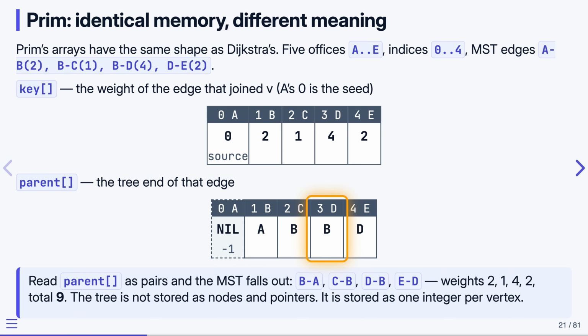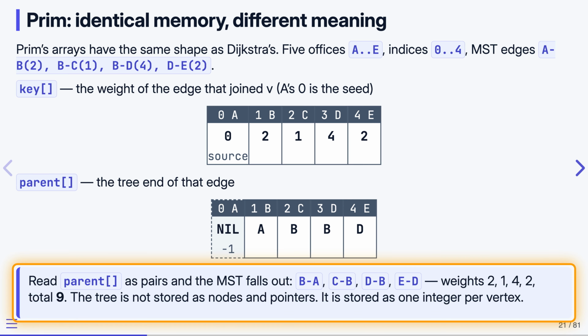Now D, its parent, is also B, that is fine. One office can be the parent of several others. This edge joins D and B and costs 4. And last, E, its parent is D. This edge joins E and D and costs 2. Add the 4 costs. 2 plus 1 plus 4 plus 2 is 9. That is the total weight of the minimum spanning tree.